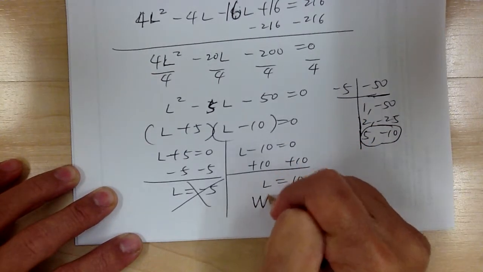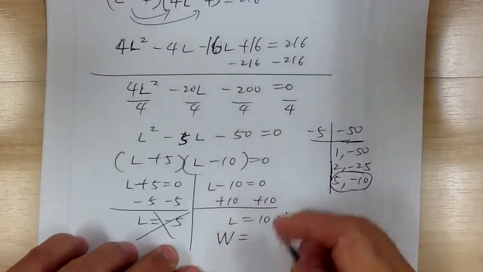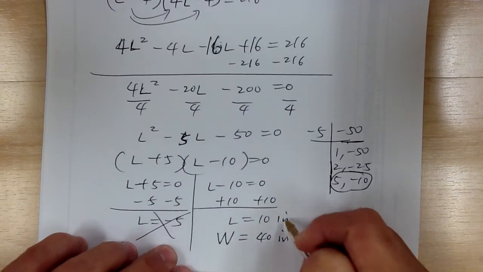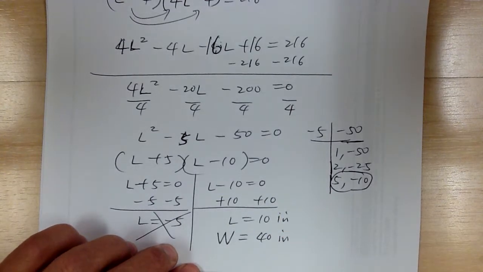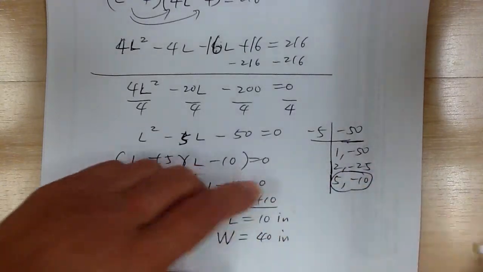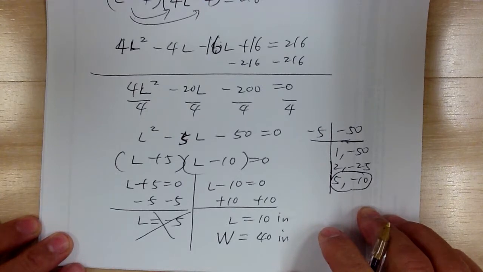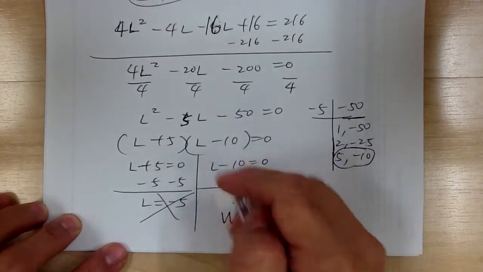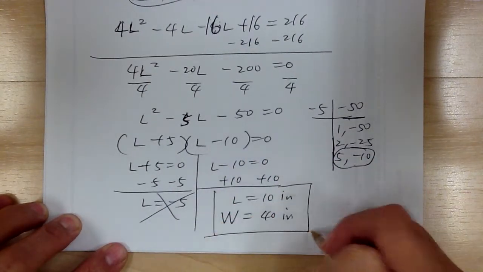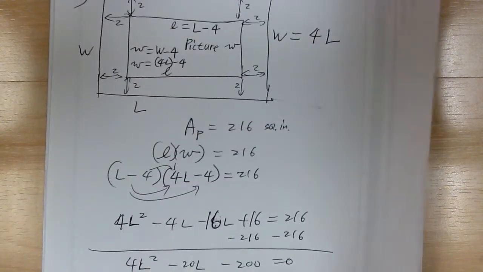And the big W will equal to 4 times L, so 4 times that, so it would be 40 inch, right? And make sure you answer the question, okay? Make sure, because this may not be the answer. So they're going to ask, it says what are the outside dimension, okay, so that's it. So that's your outside dimension. Okay, let's go to 18.